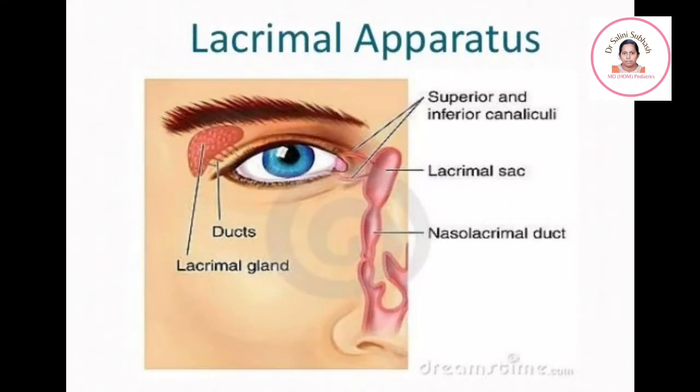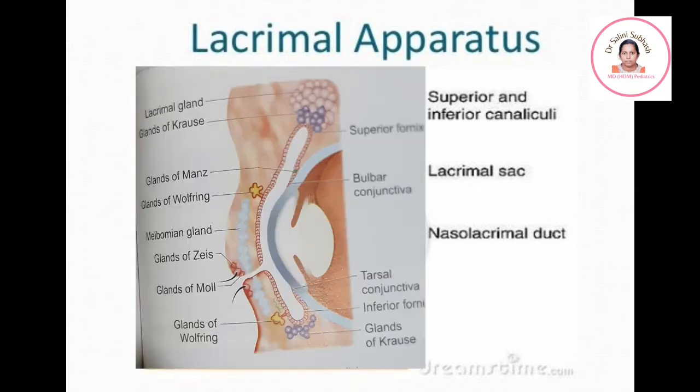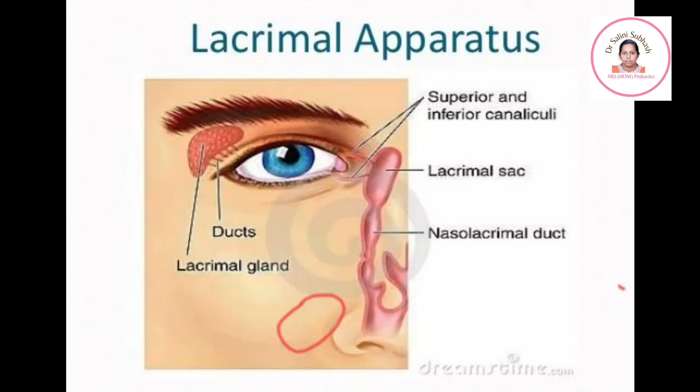This is a picture showing lacrimal apparatus. We can see the lacrimal gland, the lacrimal ducts, superior and inferior canaliculi, lacrimal sac, nasolacrimal duct. This picture shows accessory lacrimal glands, glands of Wolfring and glands of Krause.